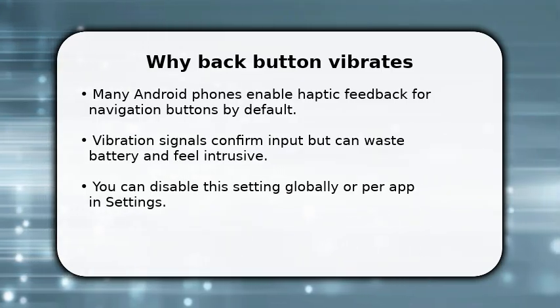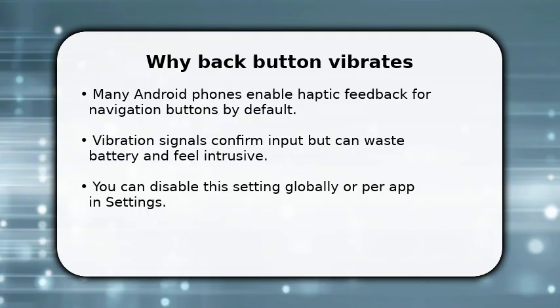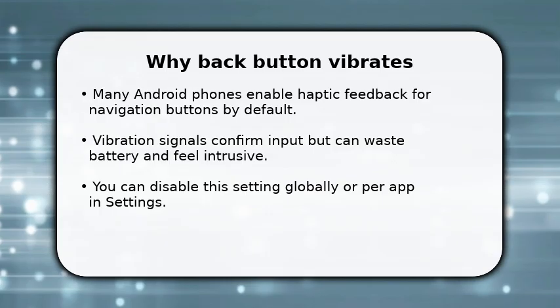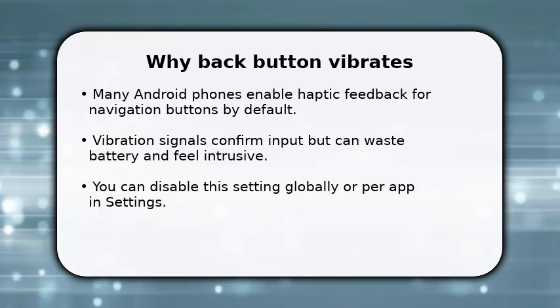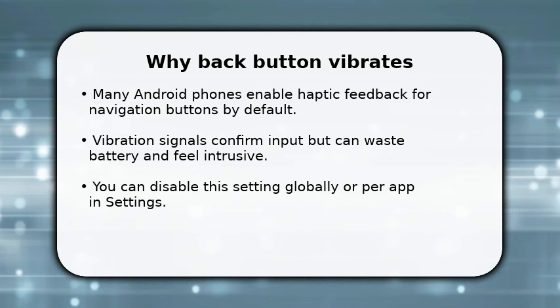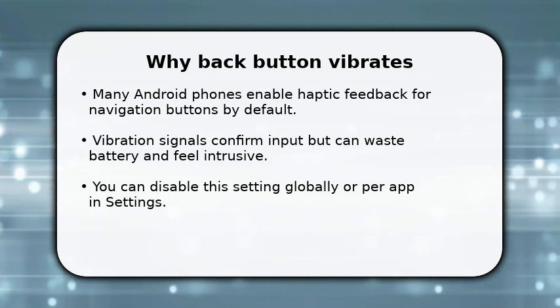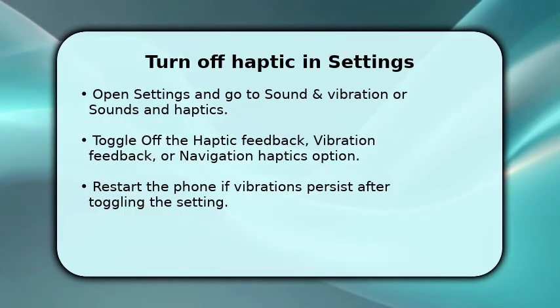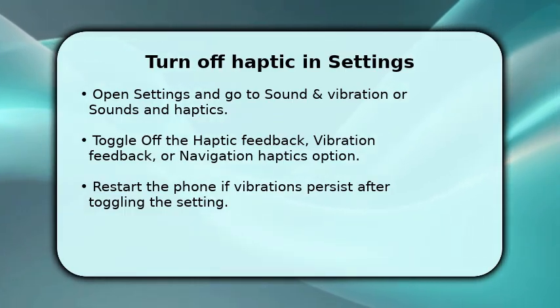You can disable haptic feedback globally for all system controls. Alternatively, you can turn it off only for navigation gestures or particular apps. I will show clear steps in settings, per app controls, and an accessibility approach to stop the back button vibration now. Open Settings and go to Sound and Vibration or Sounds and Haptics on your phone.